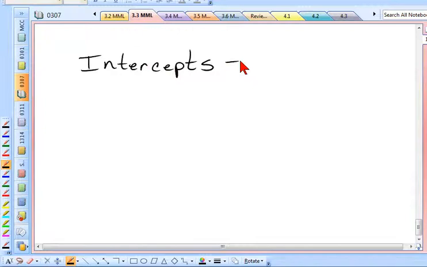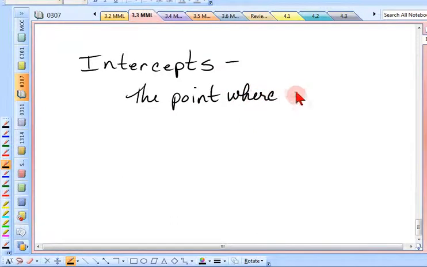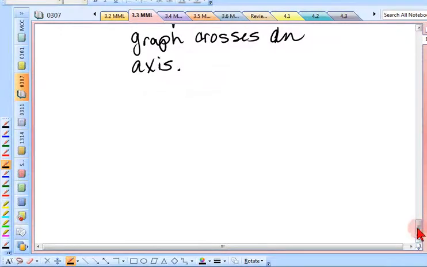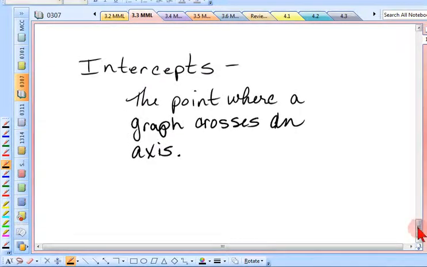An intercept is the point where a graph crosses an axis. An intercept is a point or the point where a graph crosses an axis. So let me be a little more specific about that. Do y'all have time to get that written down? Okay.